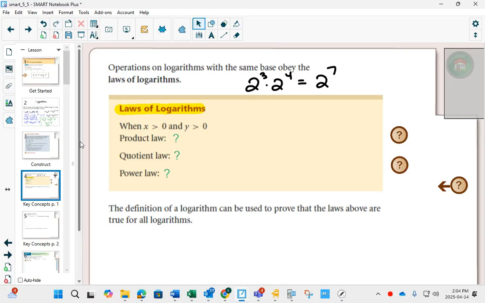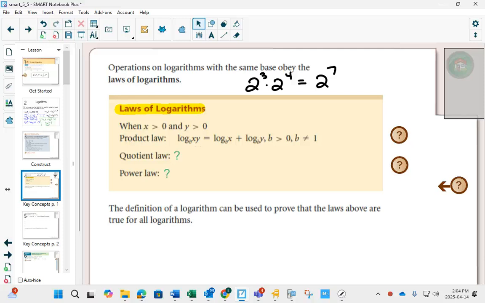So that is our product law. If you are multiplying inside of a logarithm, it's the same as adding the two logarithms. And notice it connects to multiplying with powers, where you add the exponents. But now multiplying inside a log is the same as adding.